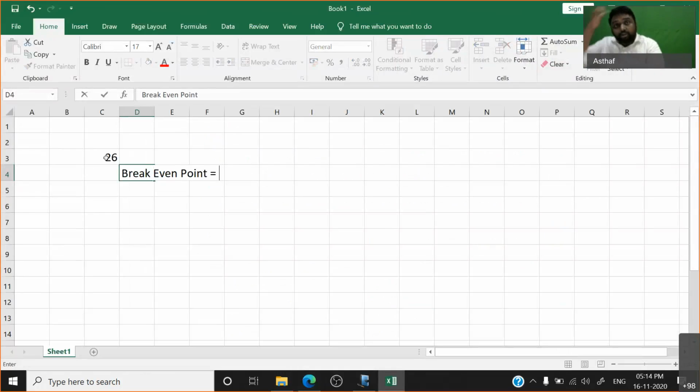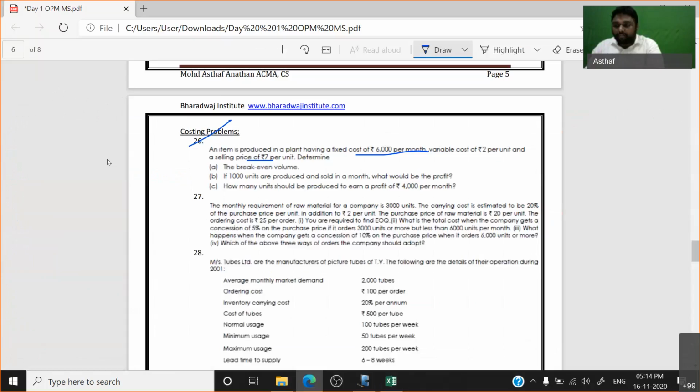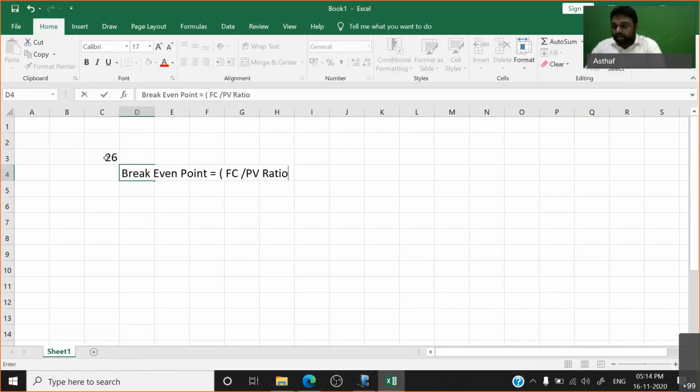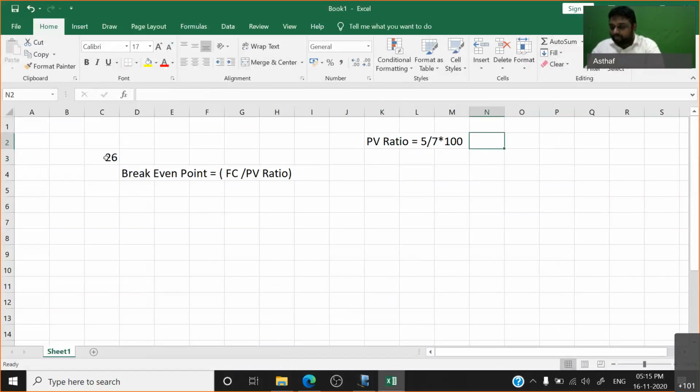See how we can do the break-even point: fixed cost divided by PV ratio, or if it is in units, per unit. Here it is volume, so we can do it per unit also. What is the PV ratio? Our selling price is 7, variable cost is 2, so 5 will be your contribution. 5 divided by 7 into 100 will be the PV ratio.